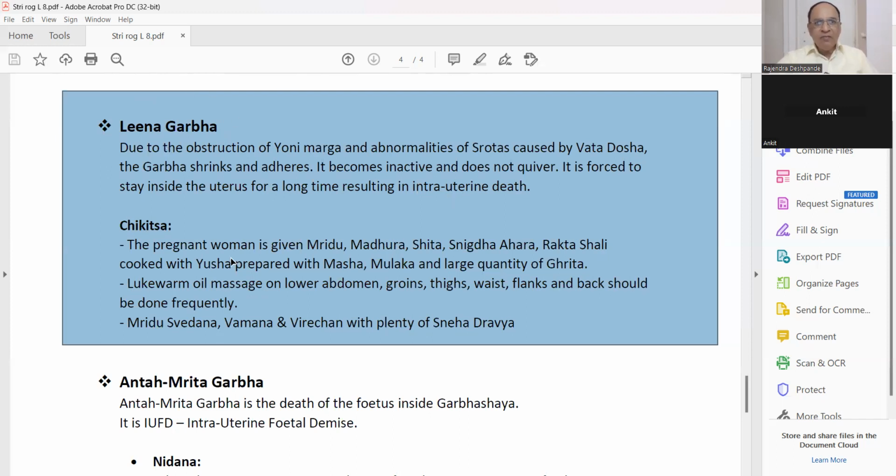What can you do? The pregnant woman is given Mrid, Madhura, Sheet, Snigdha Ahara, Rakta Shali rice cooked with Yusha prepared from mash, mulak, and a large quantity of ghrita. Lukewarm oil massage in the lower abdomen, very gentle massage. Groin, thigh, waist, flanks, and back should be done frequently. Mrudu Svedana, Mrudu Vamana, and Virechana with plenty of Sneha Dravya. But this is not practical. Nobody gives Vamana and Virechana when there is a Leena Garbha in practice. Rather, nourishing treatment one must try. But again, if it fails, one cannot help.